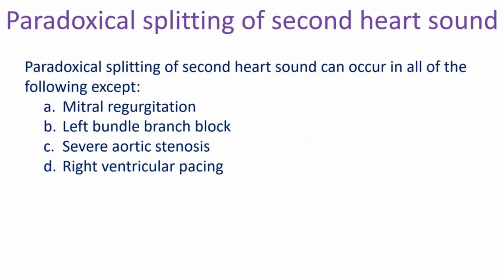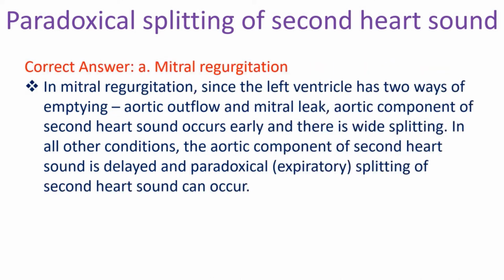Paradoxical splitting of second heart sound can occur in all of the following except A. Mitral regurgitation, B. Left bundle branch block, C. Severe aortic stenosis, D. Right ventricular pacing. Correct answer A. Mitral regurgitation.